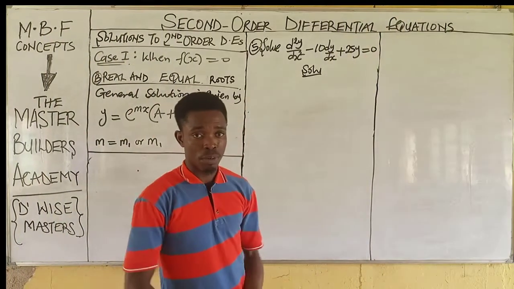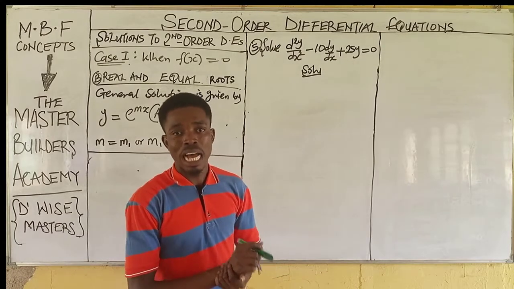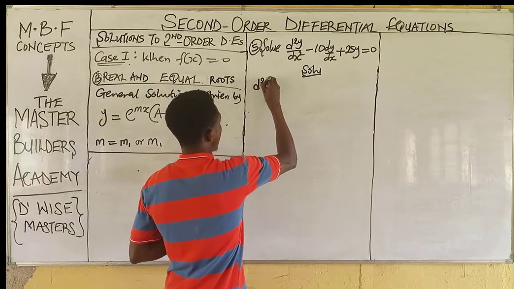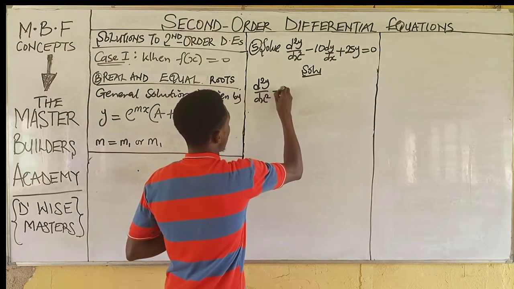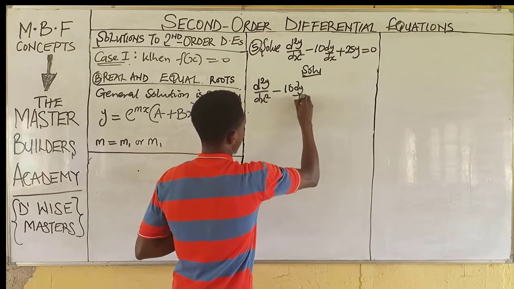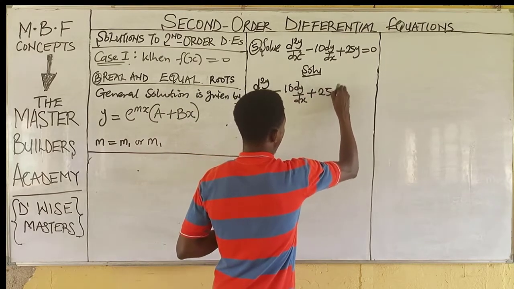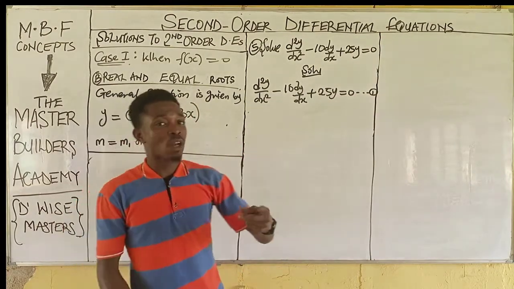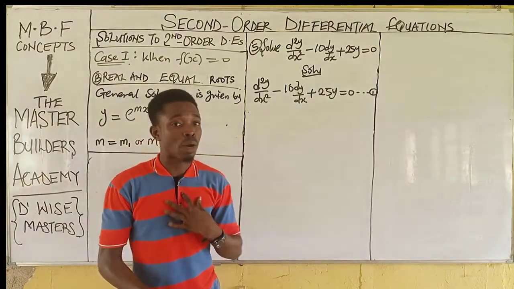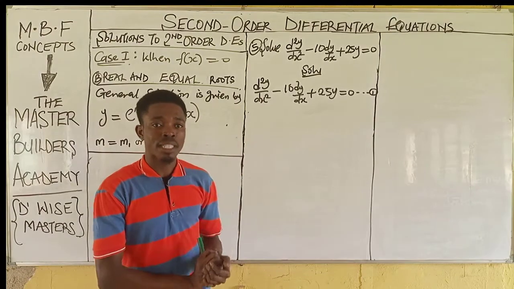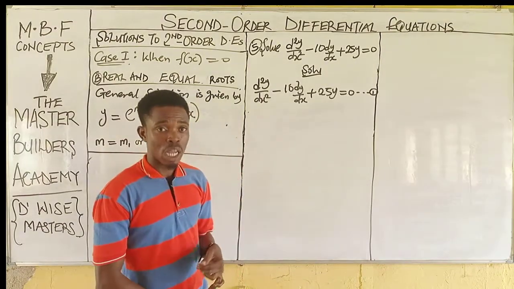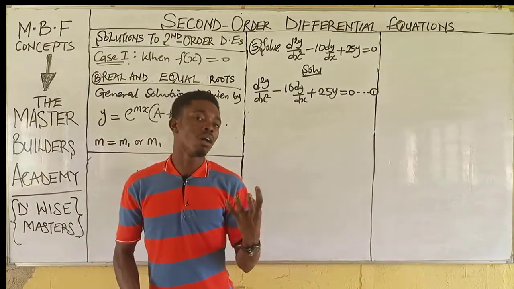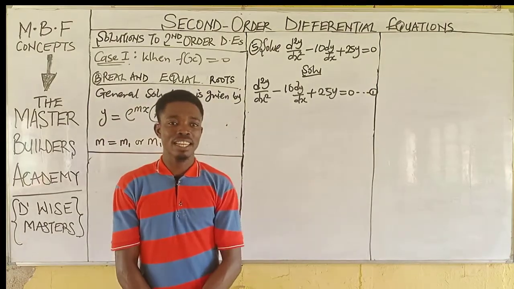We have question number 5 on the board, which happens to be the second question under real and equal roots. Now we are asked to solve d squared y over dx squared minus 10 dy over dx plus 25y is equal to 0. Now this will be equation 1. From equation 1, we have 2 additional equations that we need to obtain. First is to obtain equation 2, which is the auxiliary equation, and finally to obtain the general solution, which depends solely on the auxiliary equation.